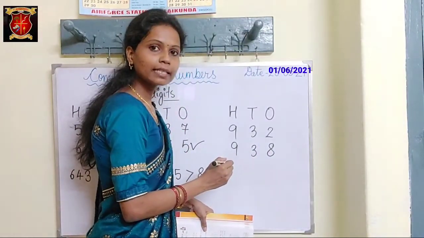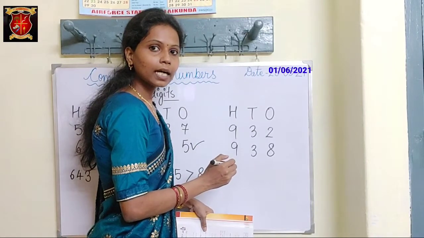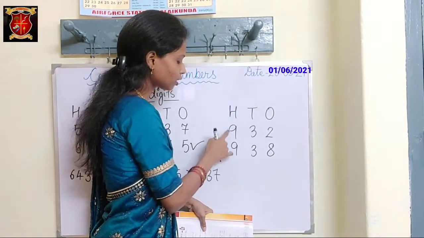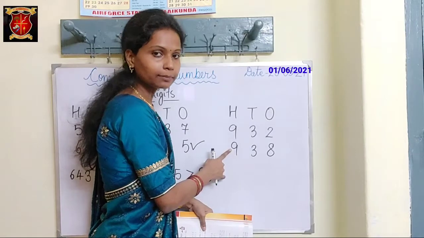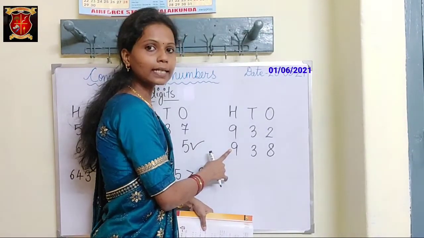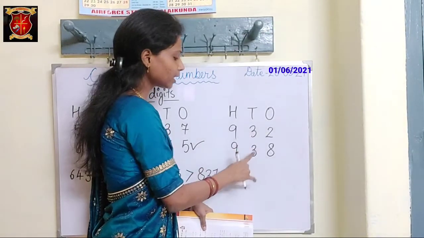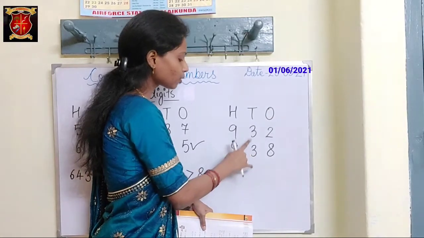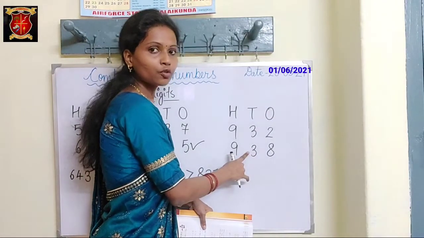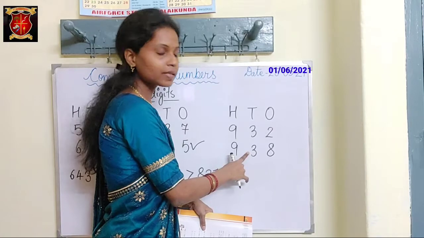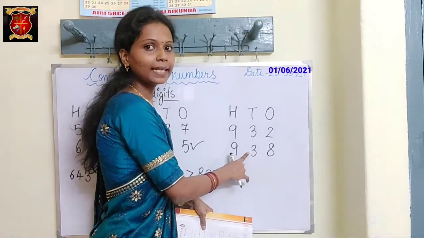So first we will see the number which is in the hundreds place, 9 and 9. Now both the numbers are the same. So we will see the number that is in the tens place, 3 and 3. Now both the numbers are the same. So we cannot find out which number is greater and which number is less.